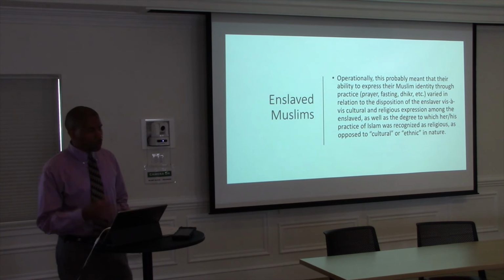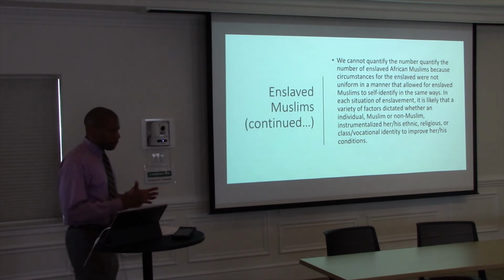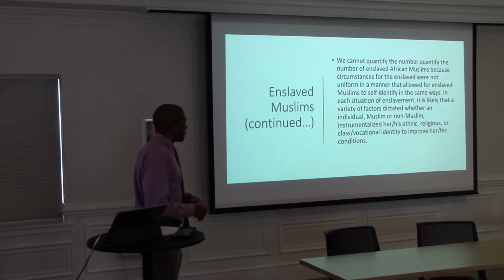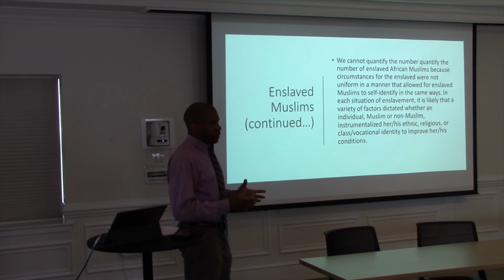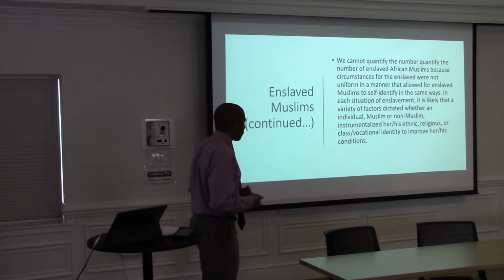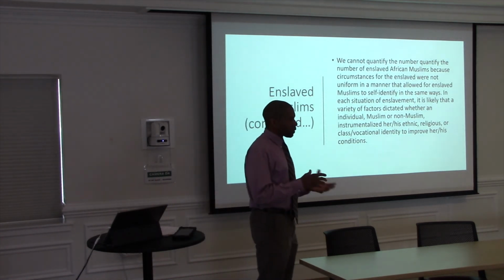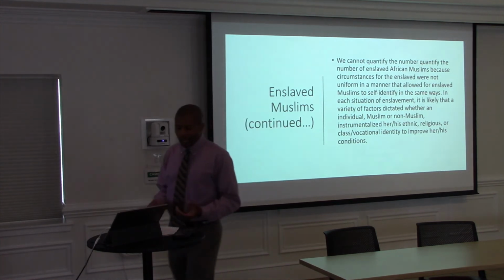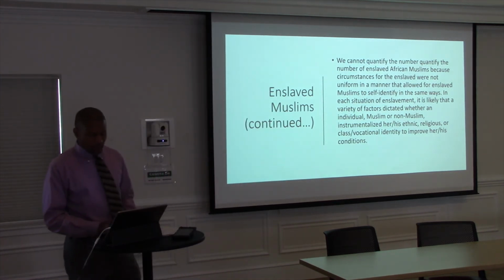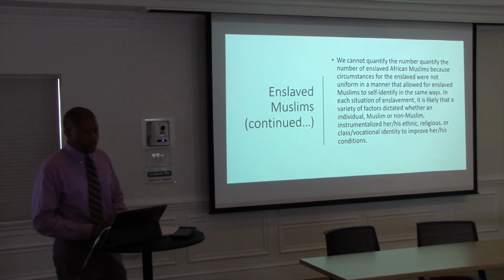And again, that also comes in terms of using words that are Arabic in origin versus maybe words that are local words, things of that nature. So, in the end, we can't really quantify the number of enslaved African Muslims because there was no uniformity in the circumstances of the enslaved, right? If there's no uniformity, there's not a uniform way in which someone can self-identify.